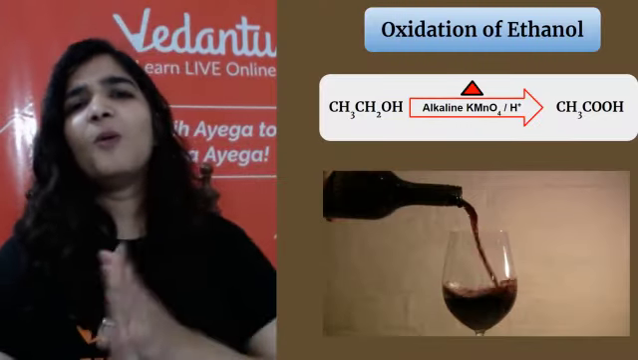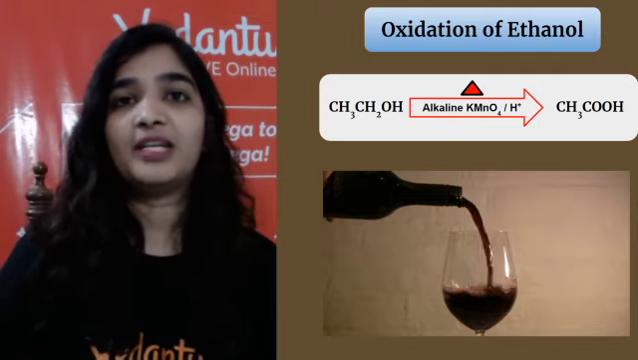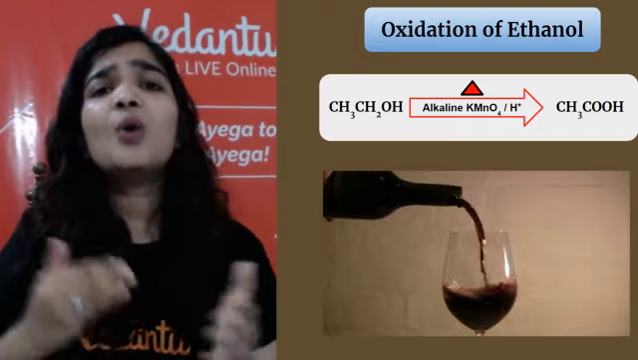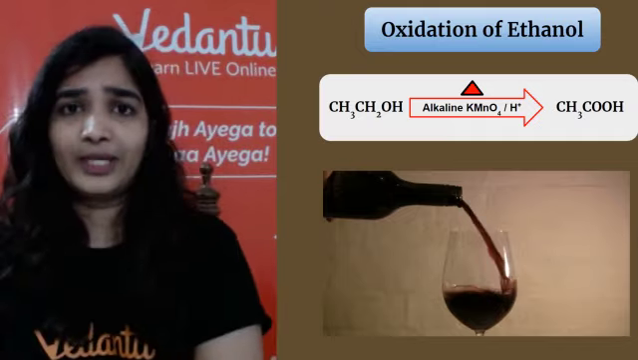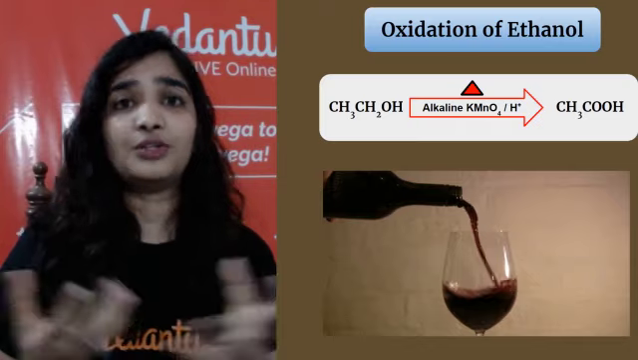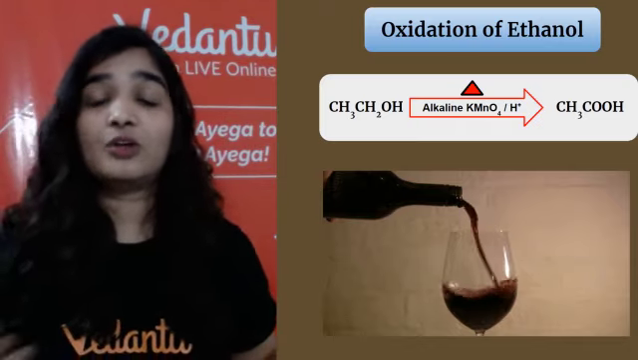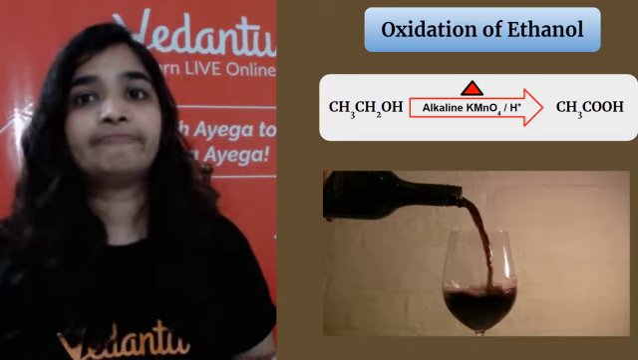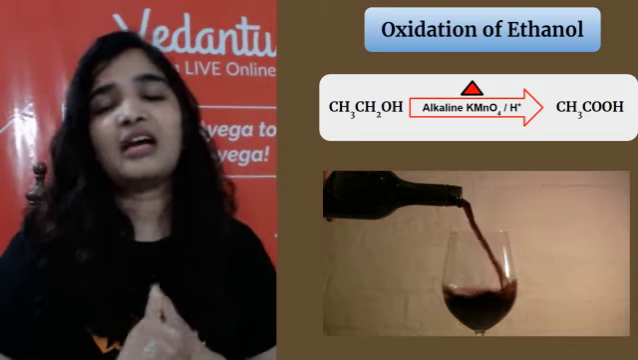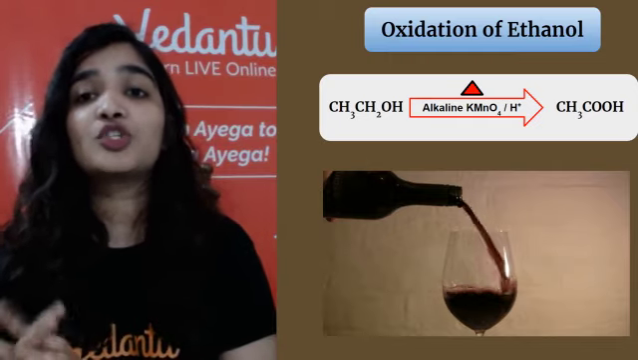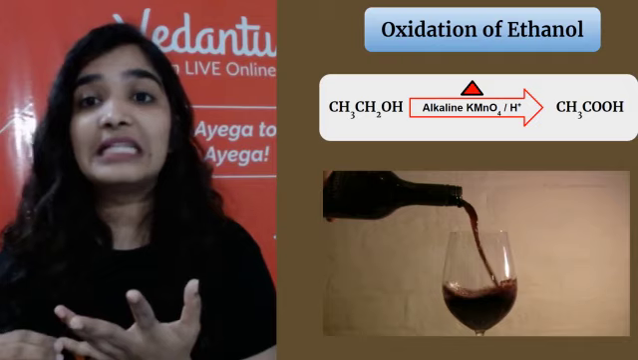Oxidation of ethanol. In our chapter on carbon and its compounds, it's very important, no? They can ask you how you can convert ethanol to ethanoic acid, or what is the oxidation of ethanol, or which oxidizing agent is used in the oxidation reaction of ethanol? Only one answer. So when you take ethanol, that is CH3CH2OH, in the presence of an oxidizing agent.